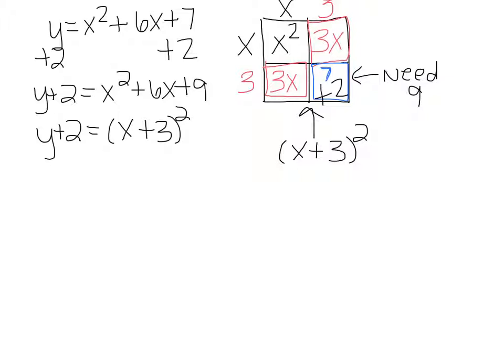So we have y plus 2 is equal to (x plus 3) squared. And then the last step would be to subtract the 2 from each side, which gives us y is equal to (x plus 3) squared, and then minus 2. So the vertex is at -3, -2.